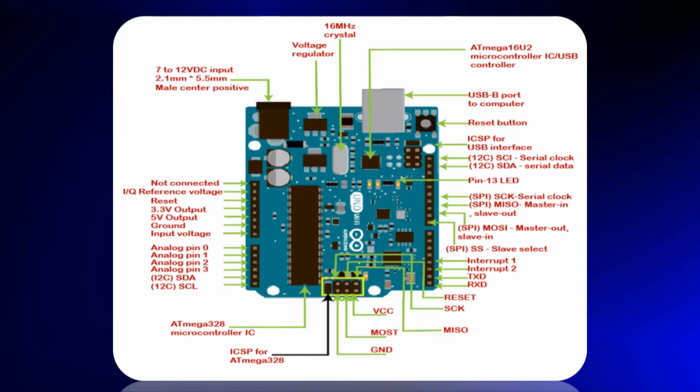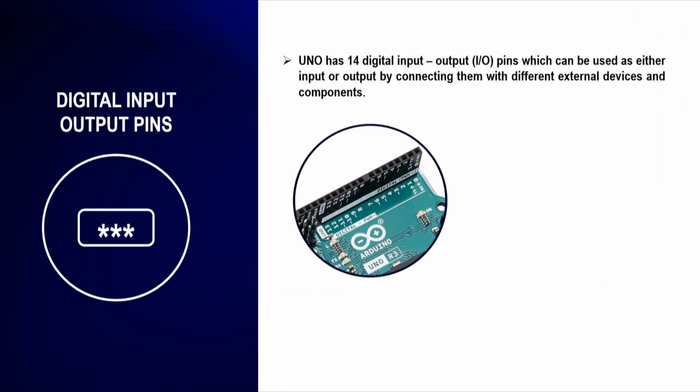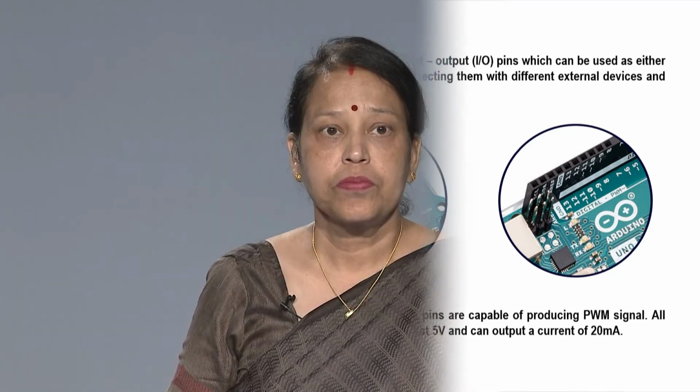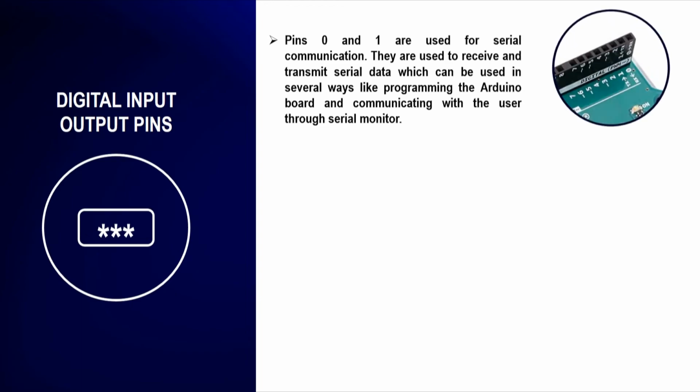First of all, in the boundary box, we have shown the 14 input output digital pins, and these pins are used for either input or output by connecting them with different external devices or components. Out of these 14 pins, 6 are capable of producing the PWM signal. Pins 0 and 1 are used for serial communication, to receive and transmit the serial data.